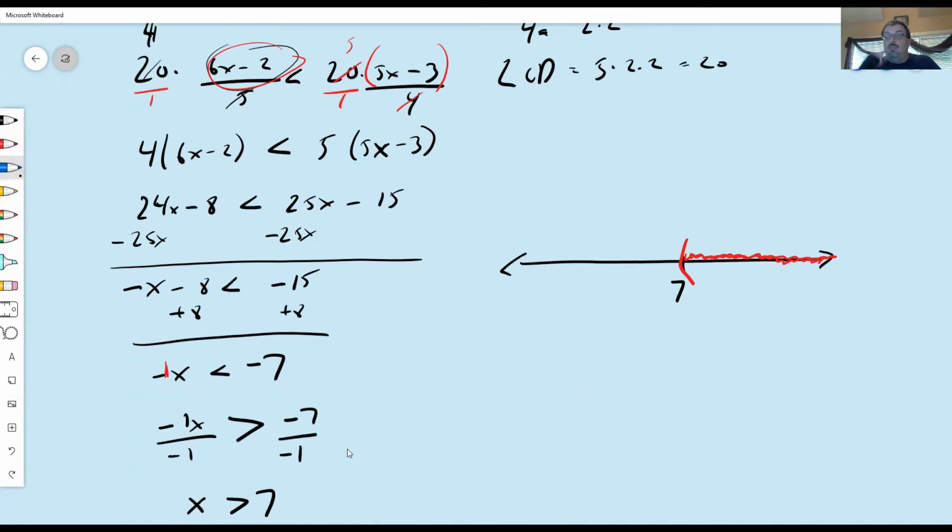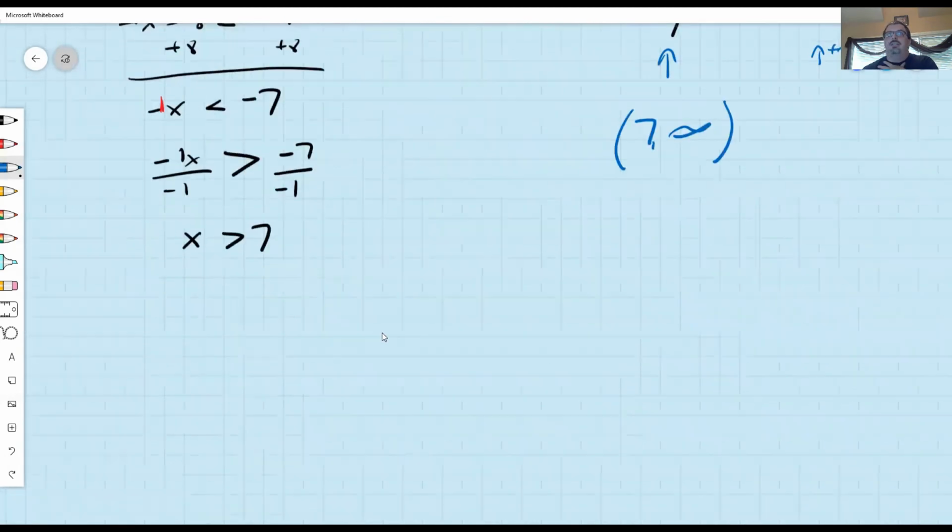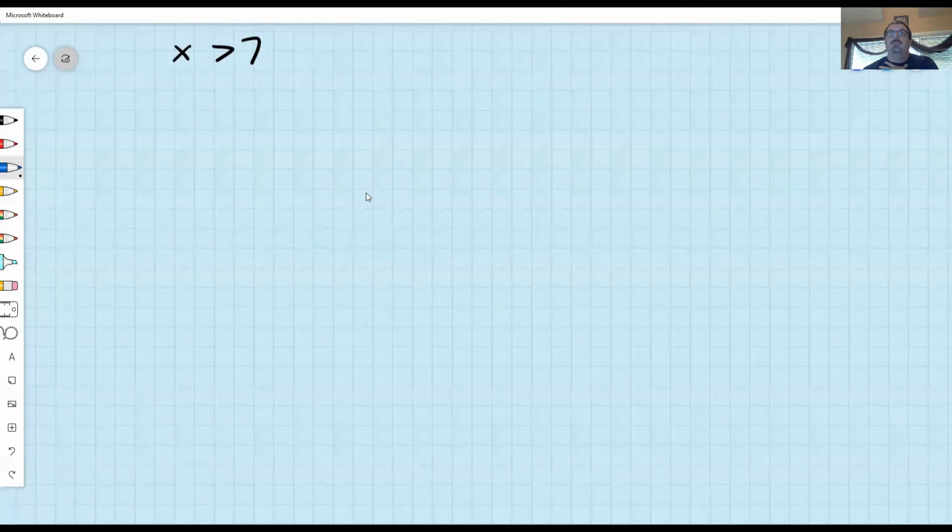And my interval, if you ask for interval notation, starts at 7 on the left side, to the right side it goes to plus infinity. So interval notation goes from 7 to infinity. And parentheses will always go on infinity, and 7 has a parenthesis on it, and on the number line, it'll be a parenthesis here. Those are the ways we write our answers. All right, please let me know if you have questions.